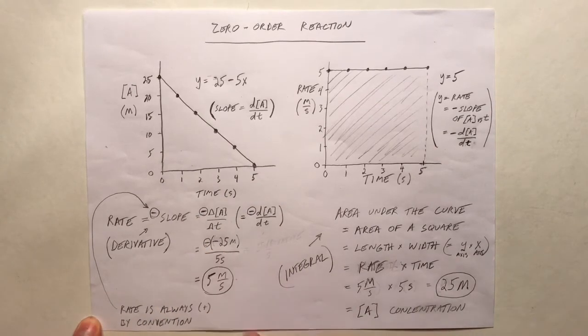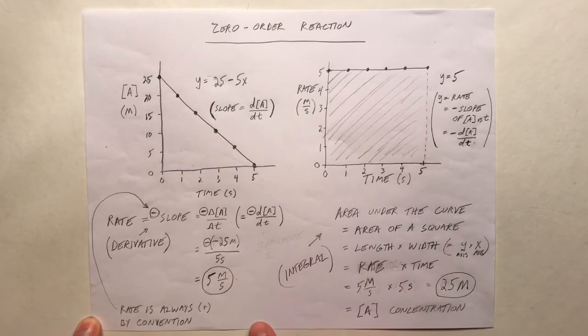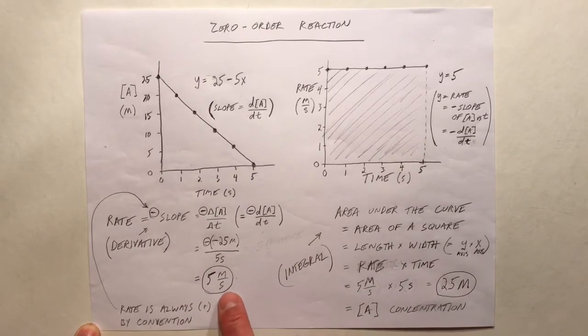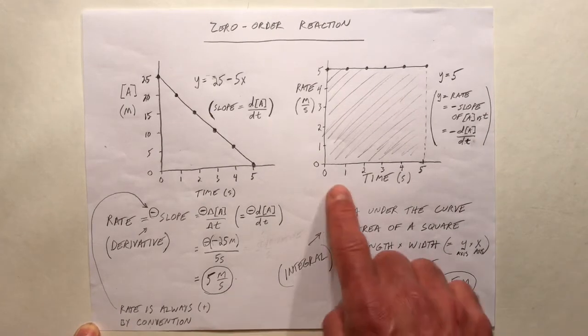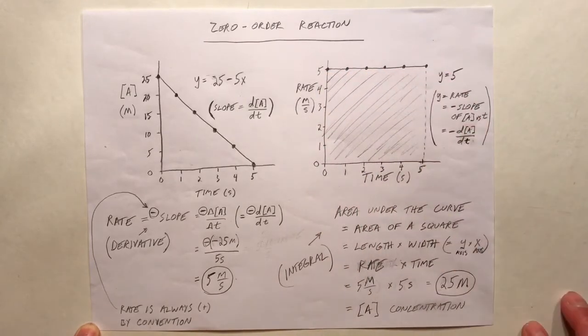Now a negative of negative 25 is positive 25. 25 divided by 5 is 5, so we get 5 molarity per second. Remember that we put that negative there because we always want the rate by convention to be positive. So we'd say that the rate of the reaction is 5 molarity per second. Now if we graph out rate versus time, we would just graph out 5 molarity at every time interval.